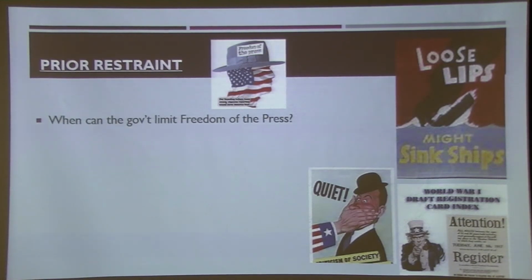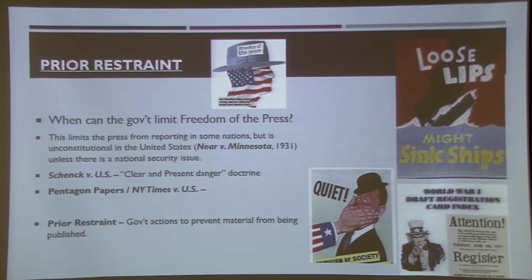One of the cases that you got to know was the idea of censorship and prior restraint, New York Times versus the U.S., going back to the Vietnam era with the Pentagon Papers. What prior restraint was is that they can prevent material from being published, but for the New York Times it had already happened.